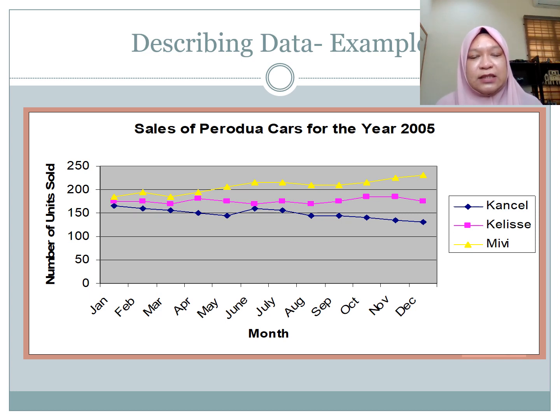Let's say this is the example. This is a line graph. The title of this visual, the data, is sales of Perodua cars for the year 2005. If you see here, let me show you. We have three types of cars sold by Perodua: Myvi, Kelisa, and also Kancil. So this graph shows the sales of all these three cars for the whole year, starting from January until December.